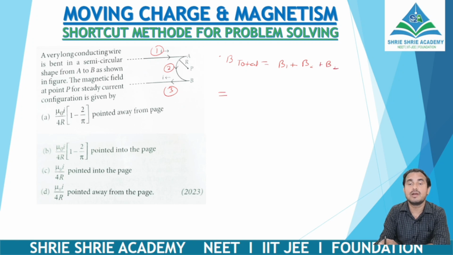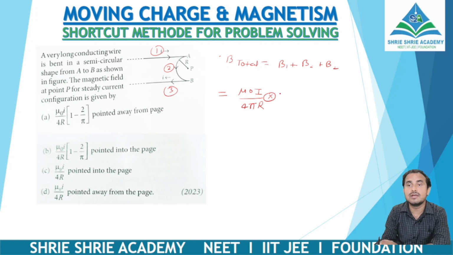The first part is a semi-infinite wire. For a semi-infinite wire you write mu naught I by 4 pi d, where d is the distance from this wire to the point where you have to find the magnetic field. This is distance r, so 4 pi r. Now you see the current is in the clockwise direction, and for clockwise direction the magnetic field will be into the plane.